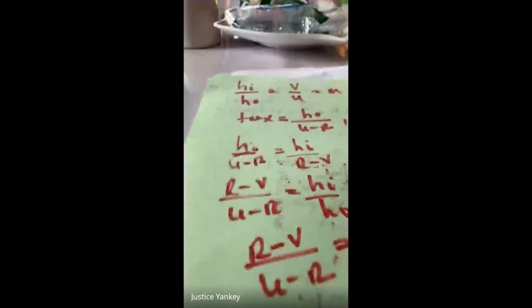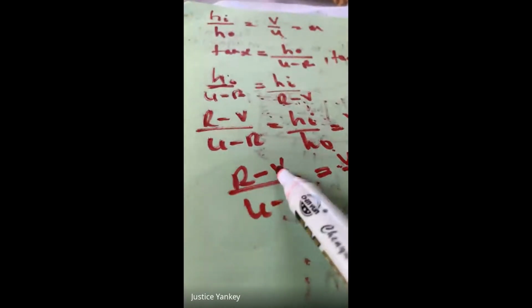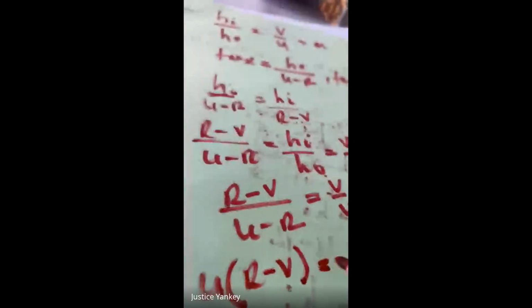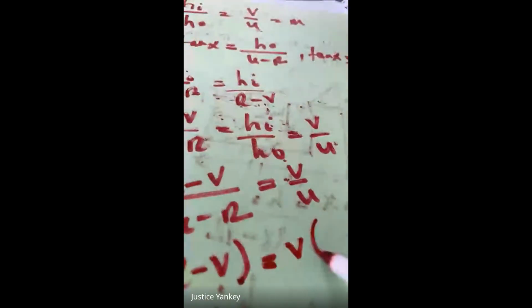What I'm doing is maths. Now I'm simplifying, I'm going to cross multiply, to make it linear. So you are going to have U multiplying R minus V and V multiplying U minus R. So you have U times R minus V equals V times U minus R, like that.